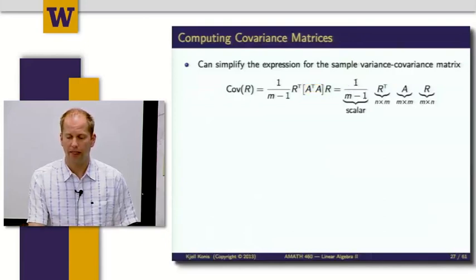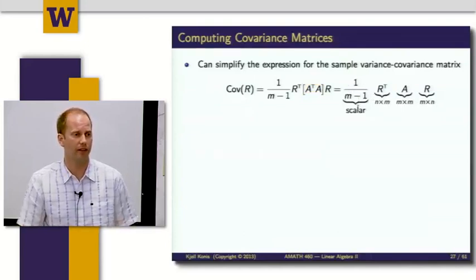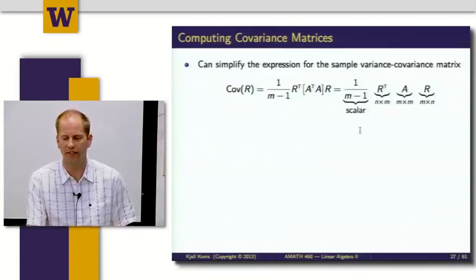So I end up with this expression for my covariance matrix for R. So I have 1 over M minus 1. That's a scalar. It's just taking the average of these squared deviations. Then I have R transpose times A times R.